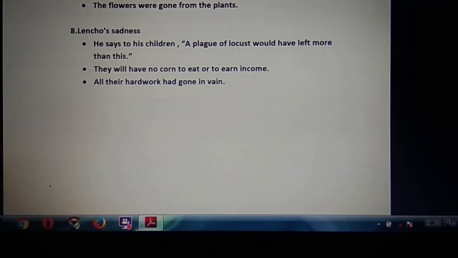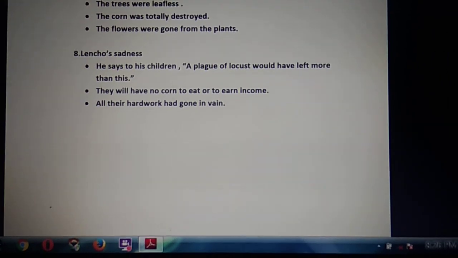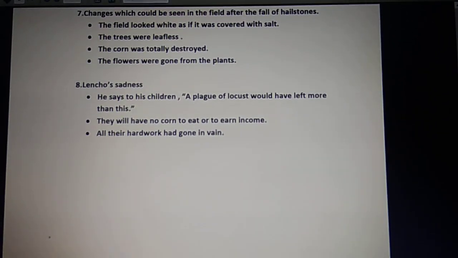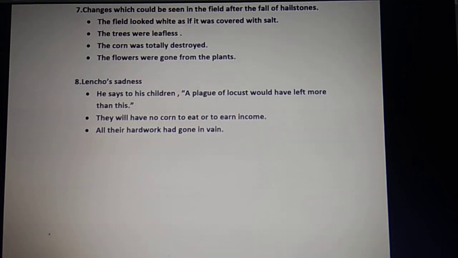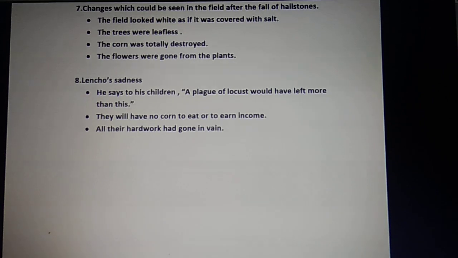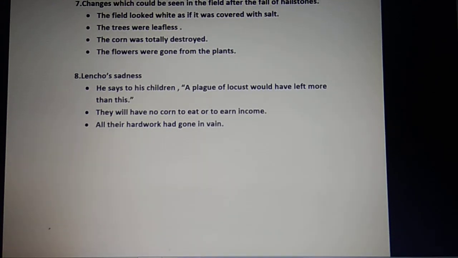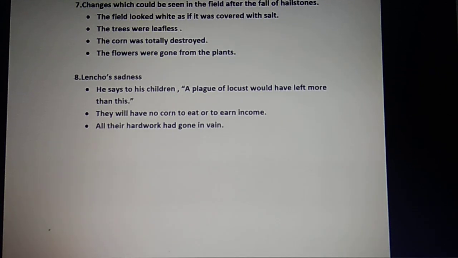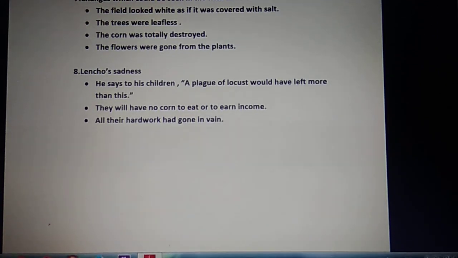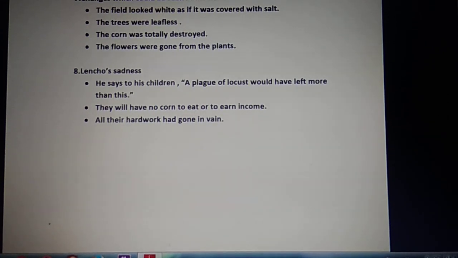The field looked white as if it was covered with salt, because the hailstones, as I told you before, are snow only, so it was white. After an hour, when the hailstones stopped falling, his whole field looked white in color, as if some salt was sprayed over the whole field. The trees were leafless. Because of the fall of hailstones, all the trees were leafless. There was not a single leaf on the trees.